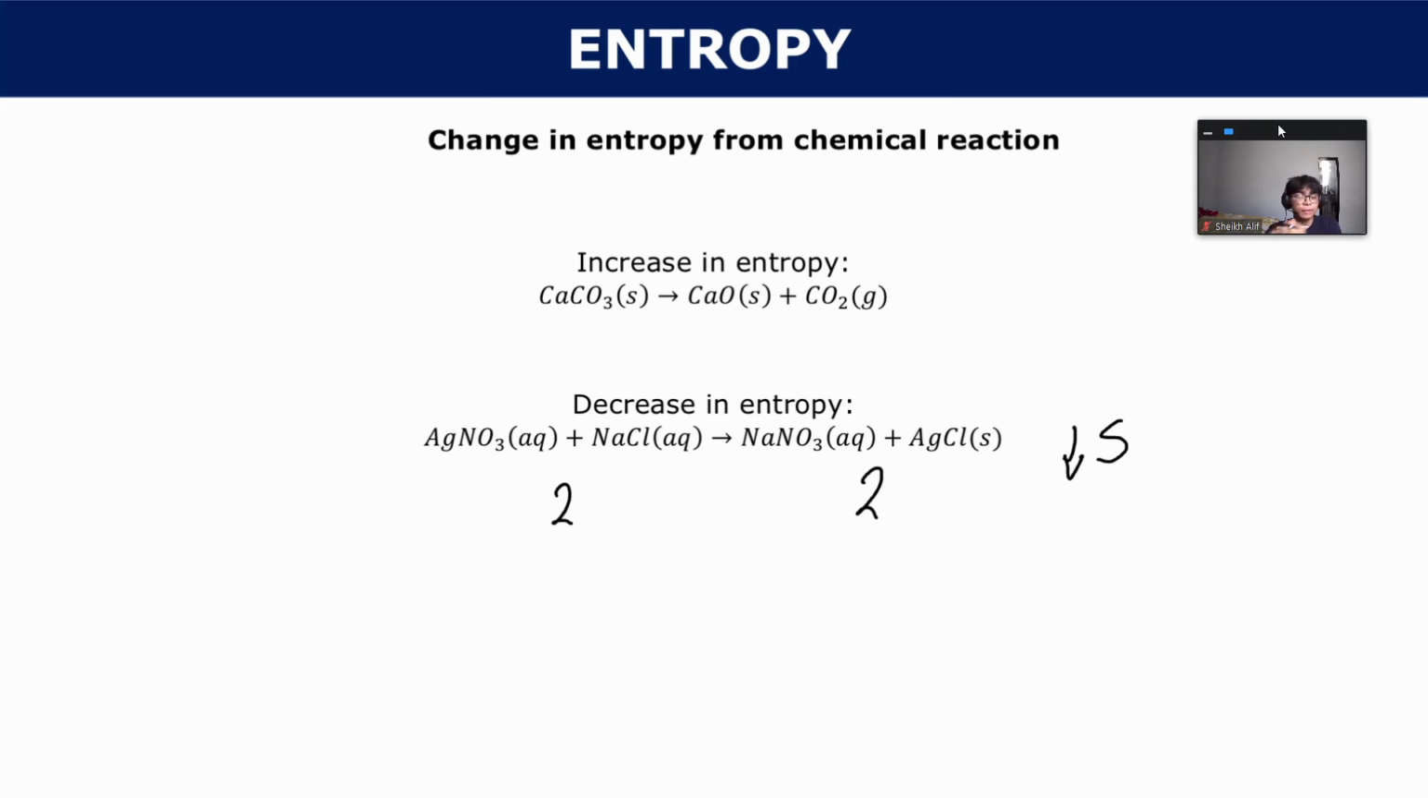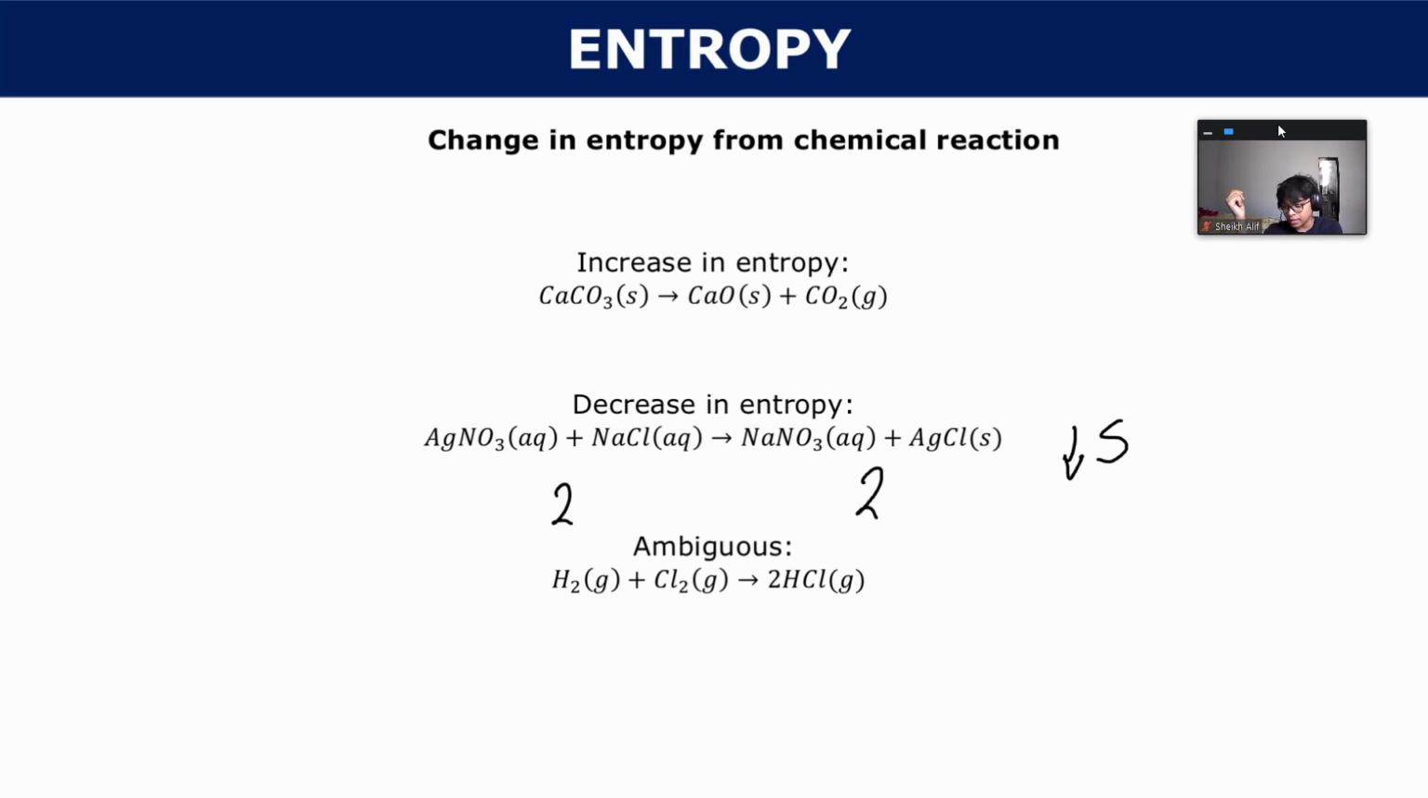And so if you see a decrease in the number of molecules from reactants to products, that's going to indicate a decrease in entropy. And if the phase changes are a decrease in entropy, then obviously that's a decrease in entropy of the entire chemical reaction.